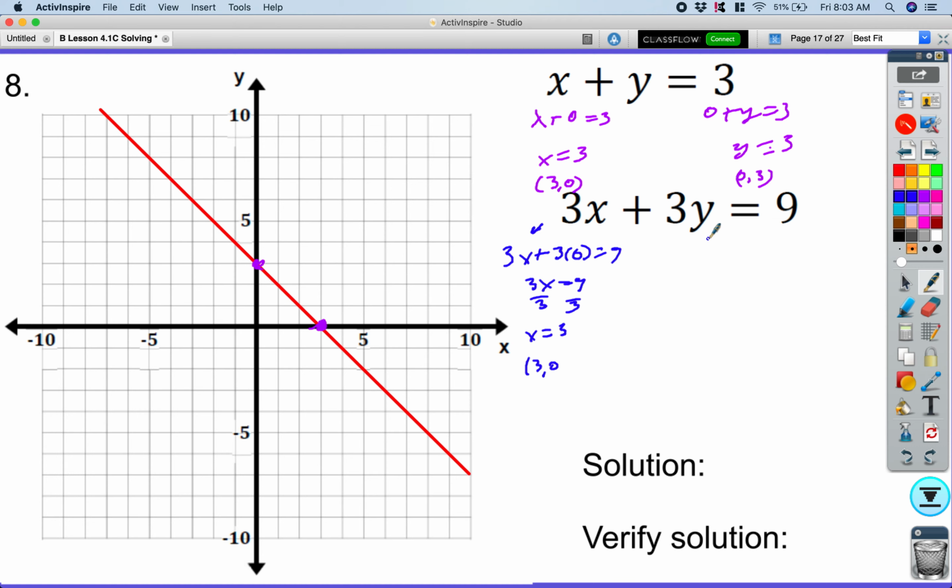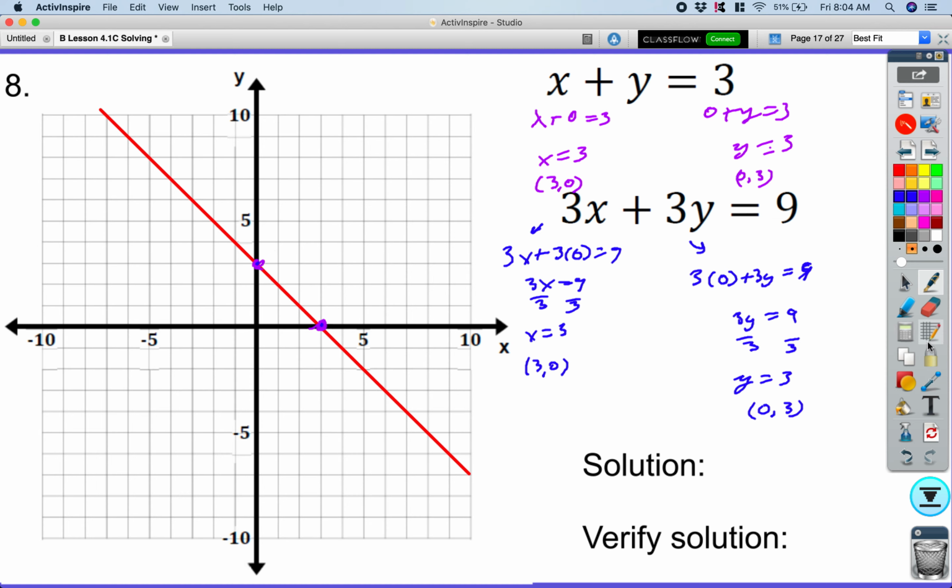All right, now over here, let's go ahead and do the y-intercept. For the y-intercept, we're going to plug 0 in for x. So give me 3y equals 9. And when I divide both sides by 3, I'm going to get y equals 3. Essentially, I have a point of 0, 3. So if I notice these, it's the exact same point.